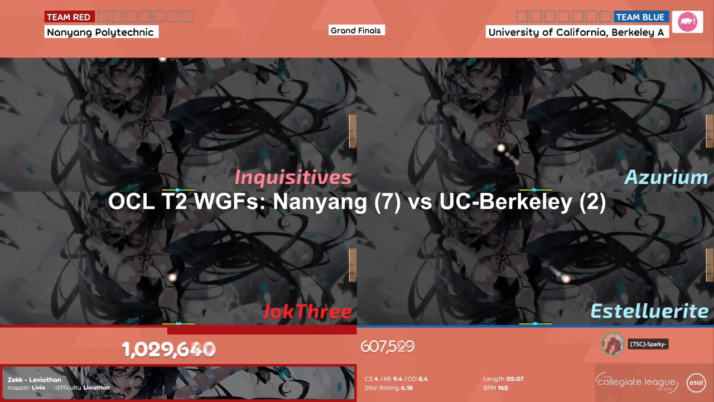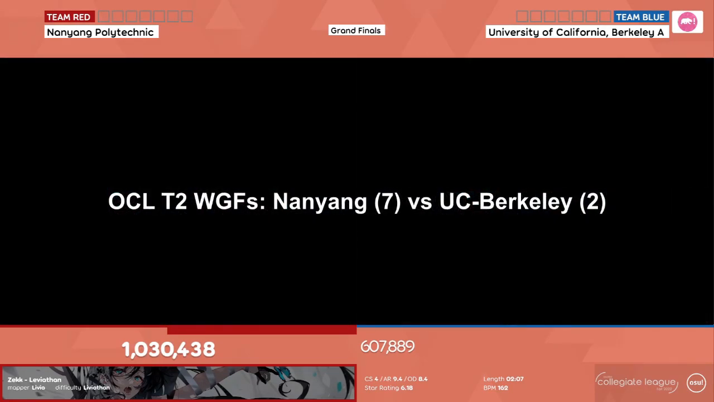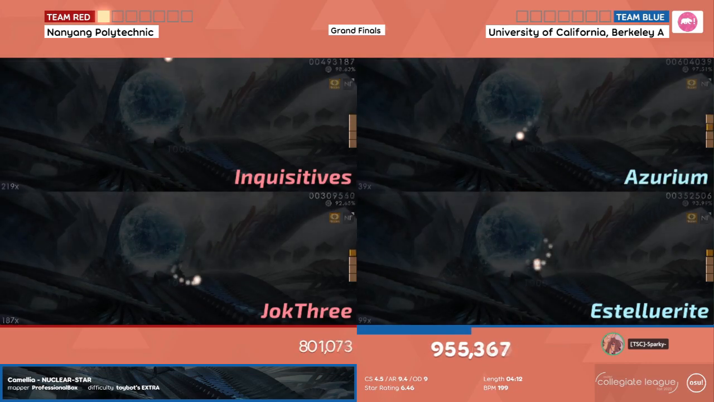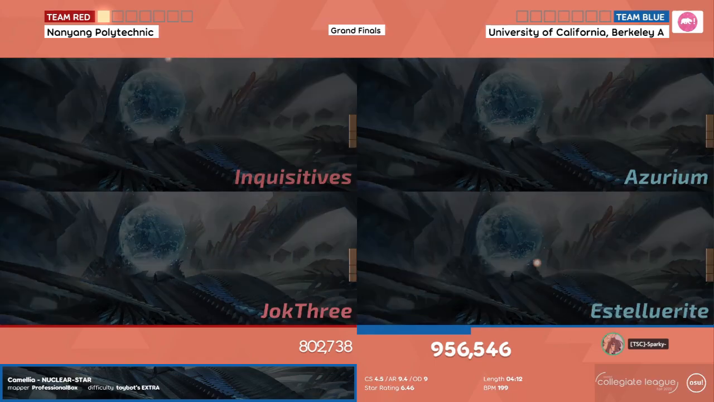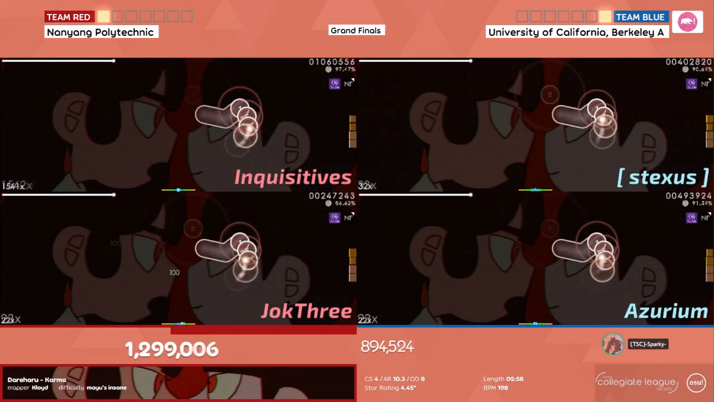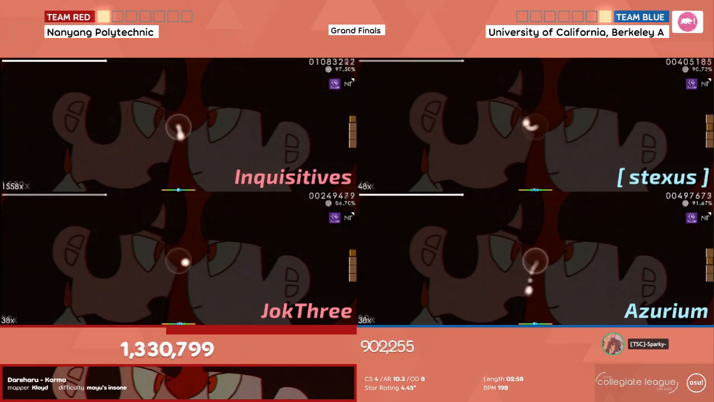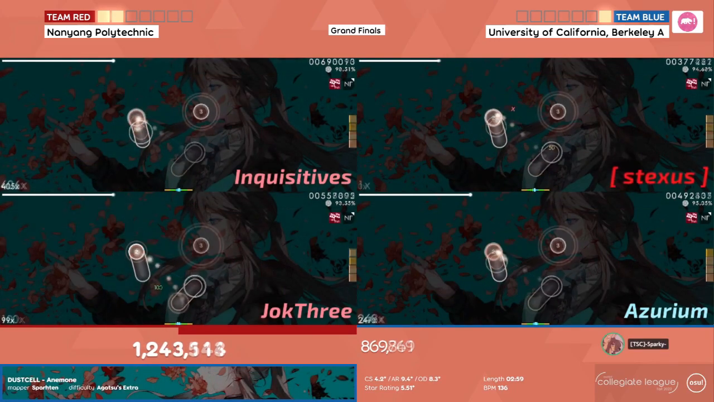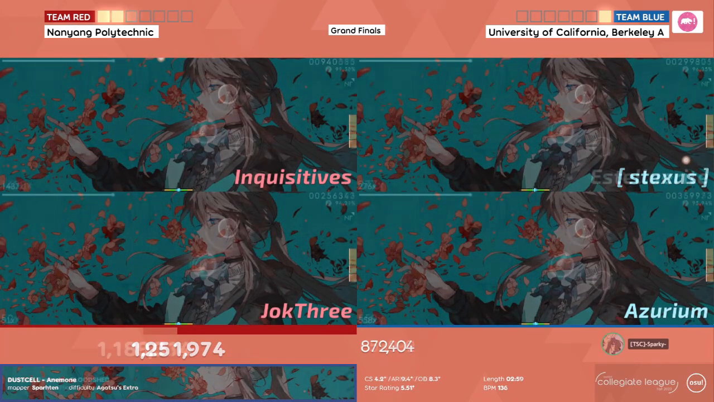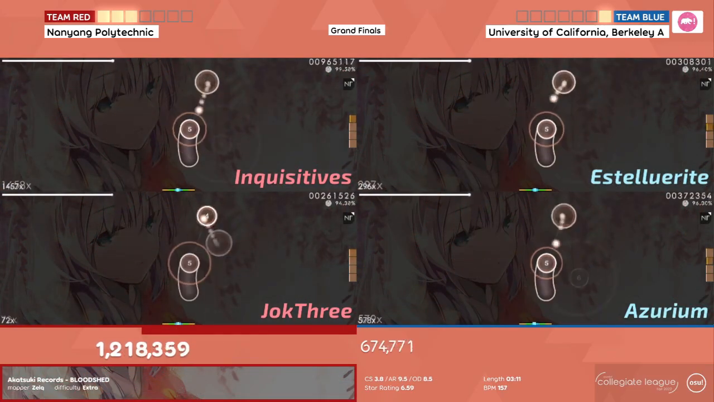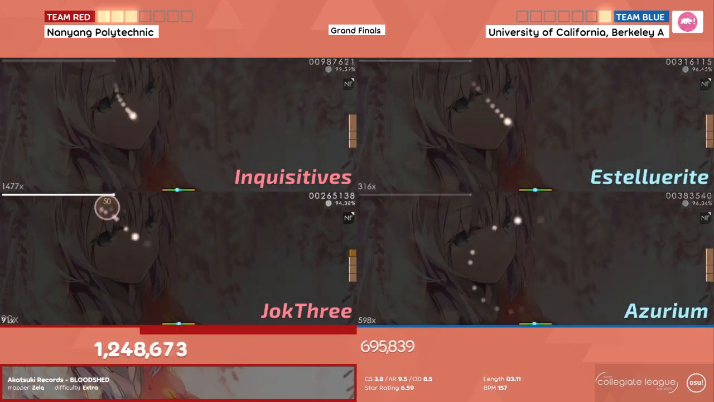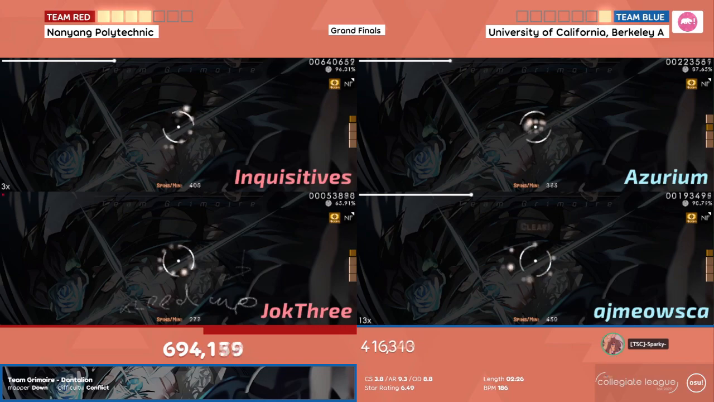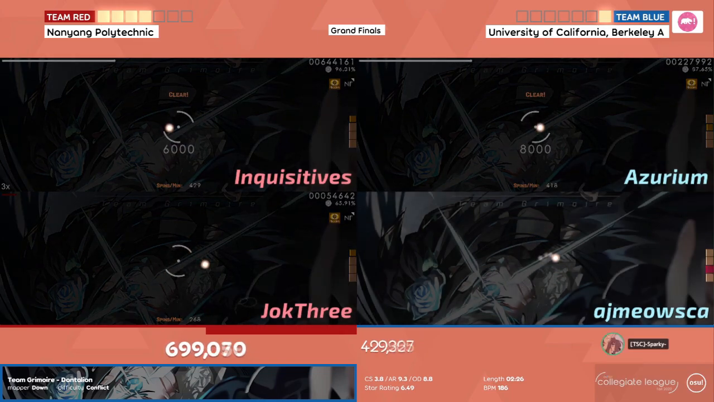And now this is the Tier 2 Grand Finals. This is a match between Nanyang Polytechnic taking on University of California Berkeley's A team. This is a rematch from the winners quarterfinals in Tier 2, when UC Berkeley edged out Nanyang Polytechnic by a score of 6-4. In this match, both teams did start off 1-1, a point from their own pick each. But then afterwards, it is Nanyang Polytechnic going on a 6-0 run to defeat UC Berkeley's A team by the score of 7-1, forcing a bracket reset between the two teams.